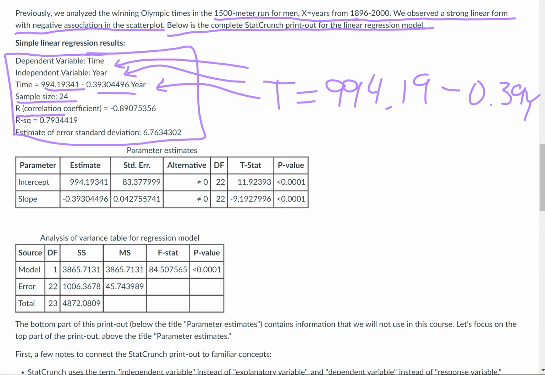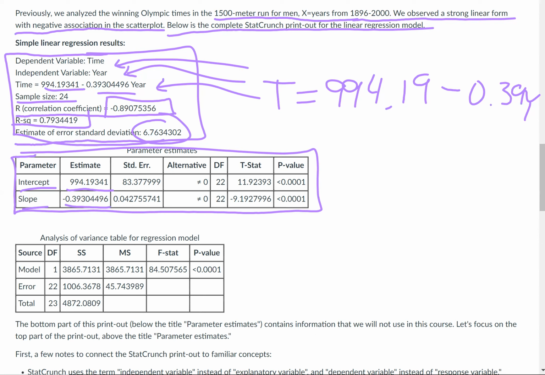R, the correlation coefficient, this is something StatCrunch calculated, is negative 0.89 or so. R squared, if you square that, you get about 0.79, so somewhere in that ballpark. The estimate of error standard deviation is about 6.76. And they spit out the parameter estimates, the intercept and the slope. The estimated intercept is 994 or thereabouts. The estimated slope is negative 0.39, et cetera.